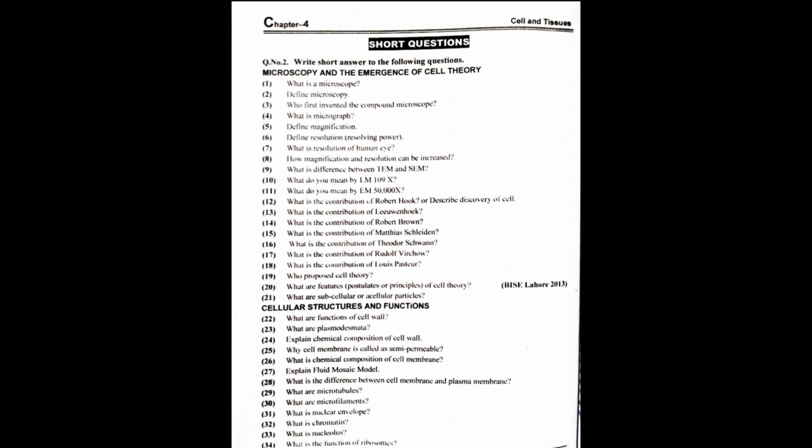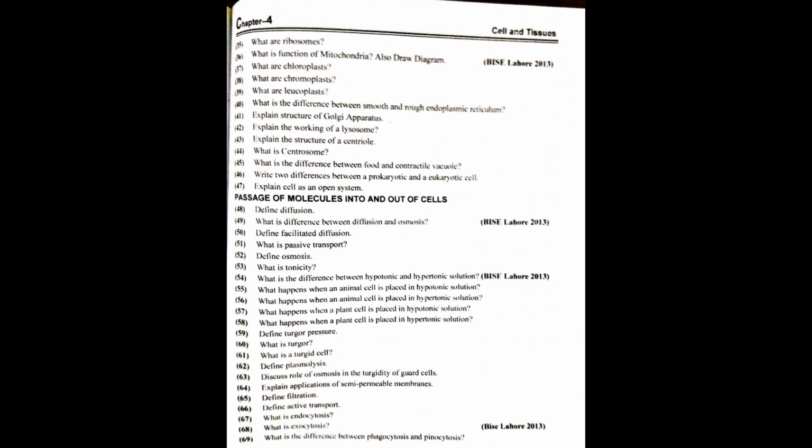What are microtubules? What are microfilaments? What is the nuclear envelope? What is chromatin? What is the nucleolus? What is the function of ribosomes? What are ribosomes? What is the function of mitochondria? Also draw a diagram. What are chloroplasts? What are chromoplasts? What are leucoplasts? What is the difference between smooth and rough endoplasmic reticulum?